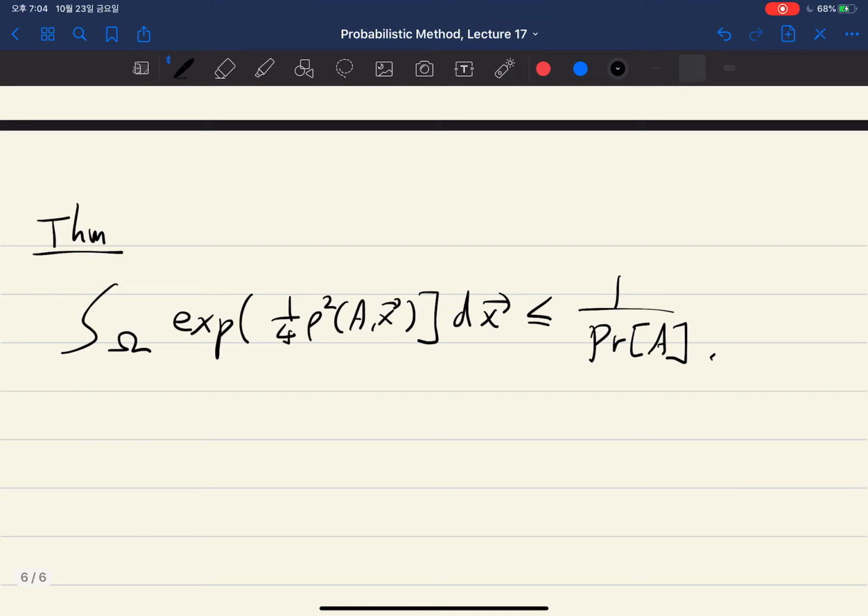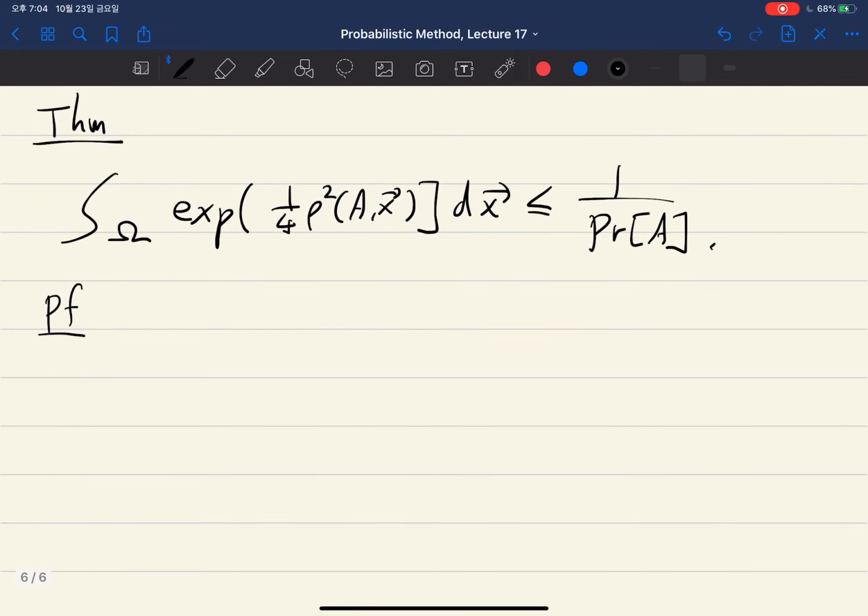So now we want to prove this theorem, and in order to do that, we will use this characterization of this rho function. How we are going to do this is we will use induction. Induction on n, the dimension.